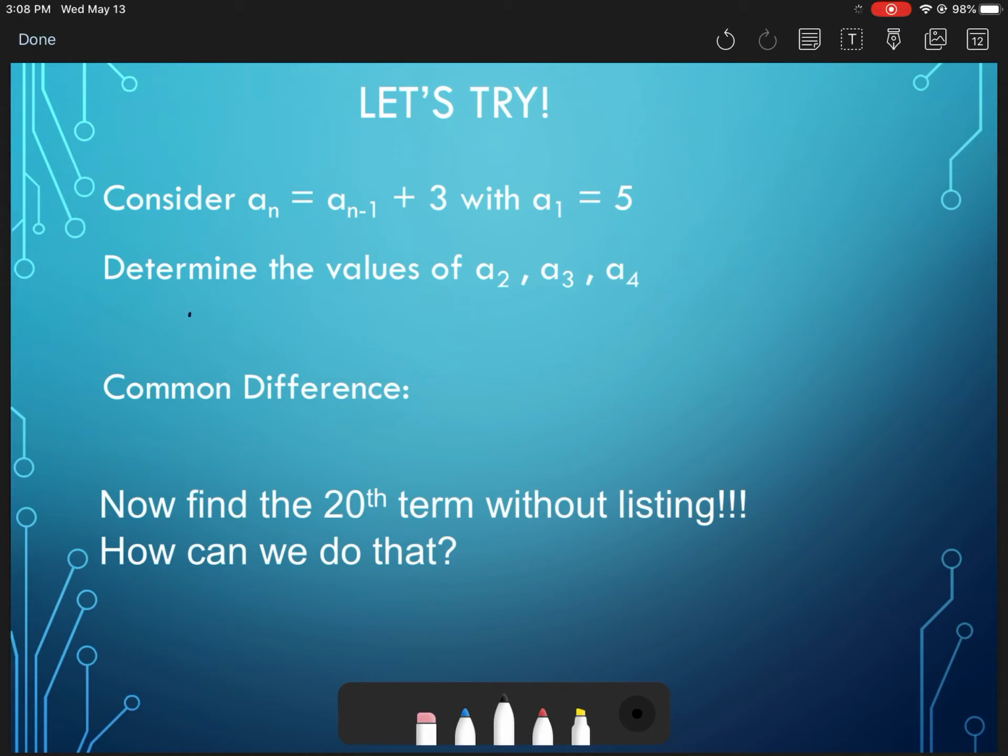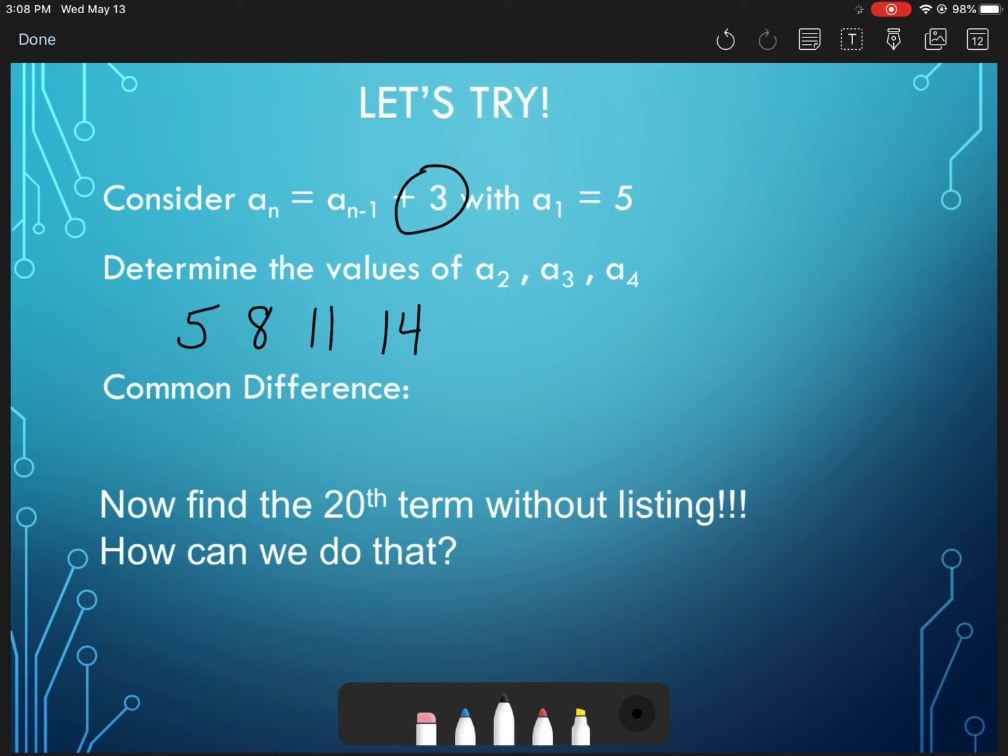Okay, so if a to the first is 5, what we're doing is adding 3 to the next term. So 5 plus 3 gives us 8. 8 plus 3 is 11. 11 plus 3 is 14.